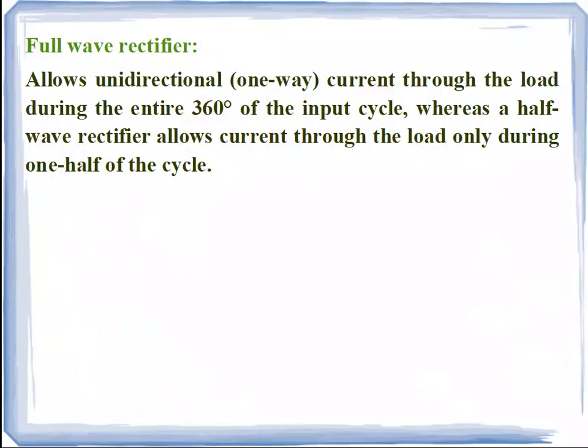A full-wave rectifier is very common to use in circuits, because here we can get the positive half cycle as well as the negative half cycle, and then obviously the efficiency will increase because we can utilize the two parts, that means the positive and negative part of the alternating current.